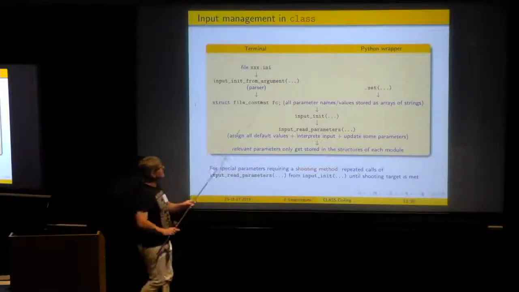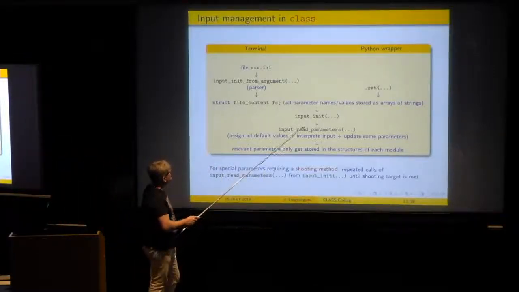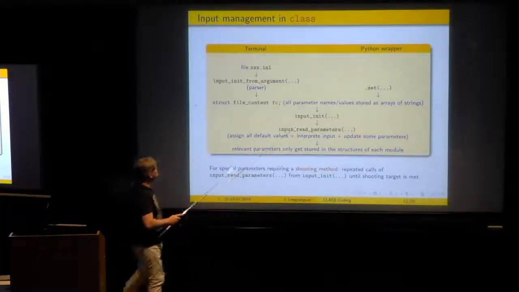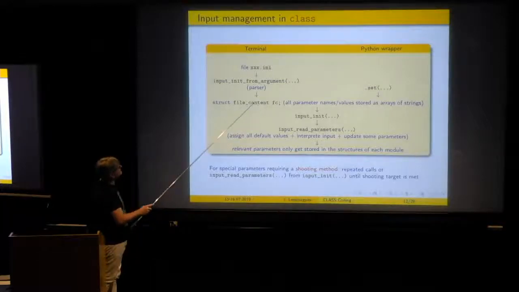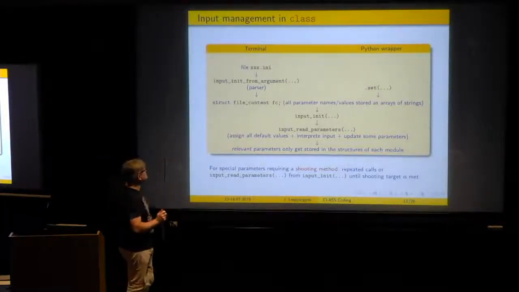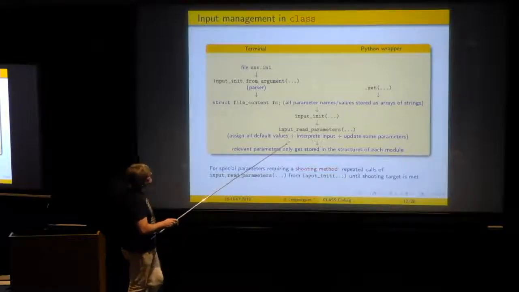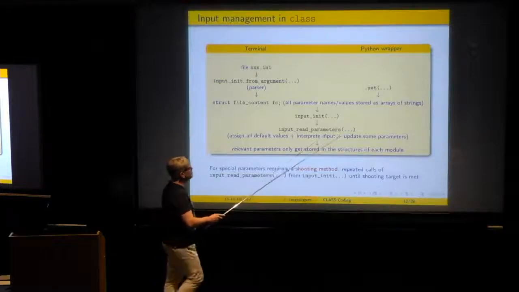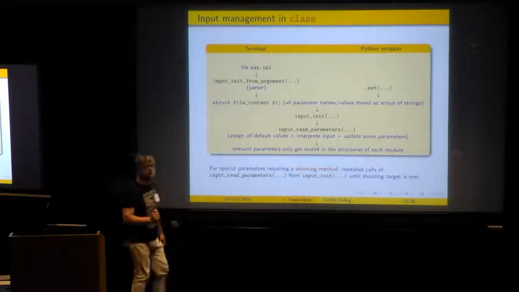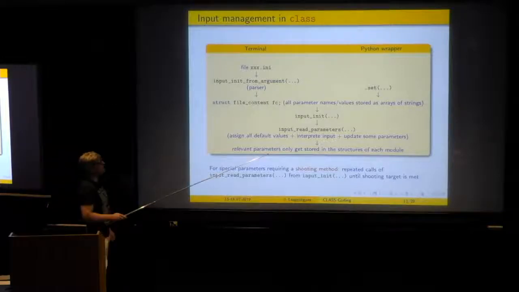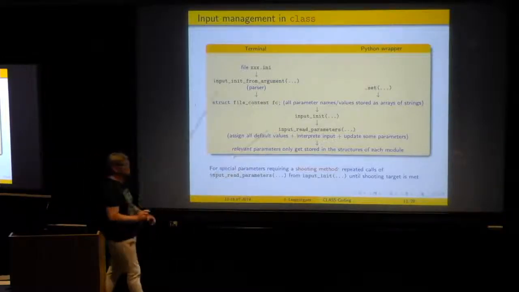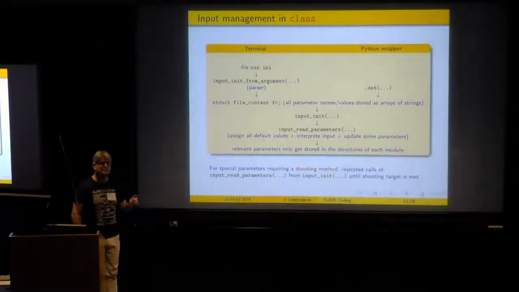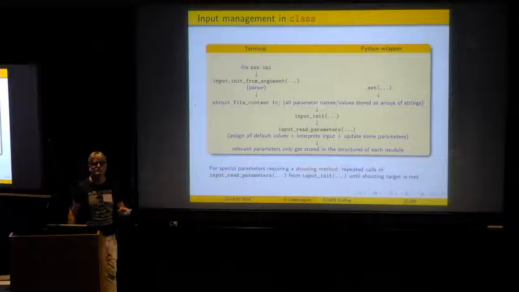Okay, so after assigning the default value, input_init calls input_read_parameters. And input_read_parameters will loop over all the lines in the file content with all the names and values. And it will make an interpretation of this input and update the parameters that need to be updated. And this is where the logic is written. The logic, for instance, of shouting if somebody has passed both the big omega and the small omega of a given species.